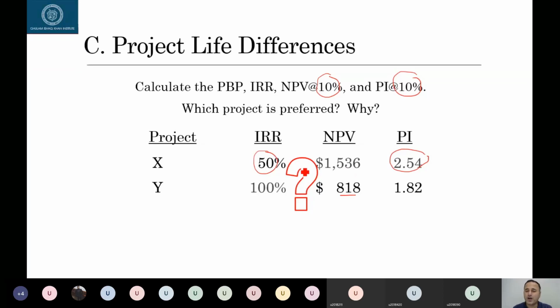So again, there's a question mark. Which method do we use? Which one do we pick? Because based on IRR, of course, Y is more attractive. But based on NPV, project X is more attractive. And profitability index results in the same decision. Project X is more attractive. So the point is that the project life also affects which method we use for project ranking.